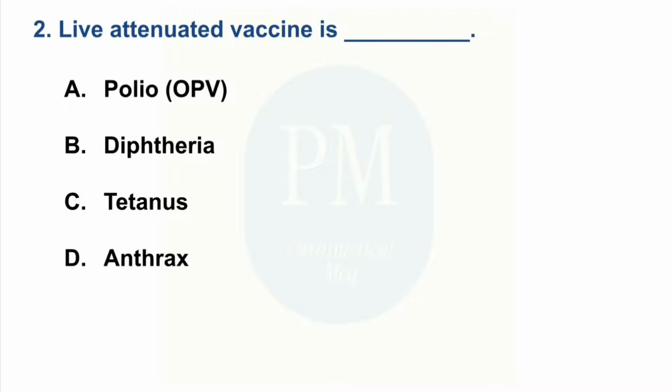Live attenuated vaccine is dash. Option A. Polio, OPV. Option B. Diphtheria. Option C. Tetanus. Option D. Anthrax. The correct option is option A. Polio, OPV.